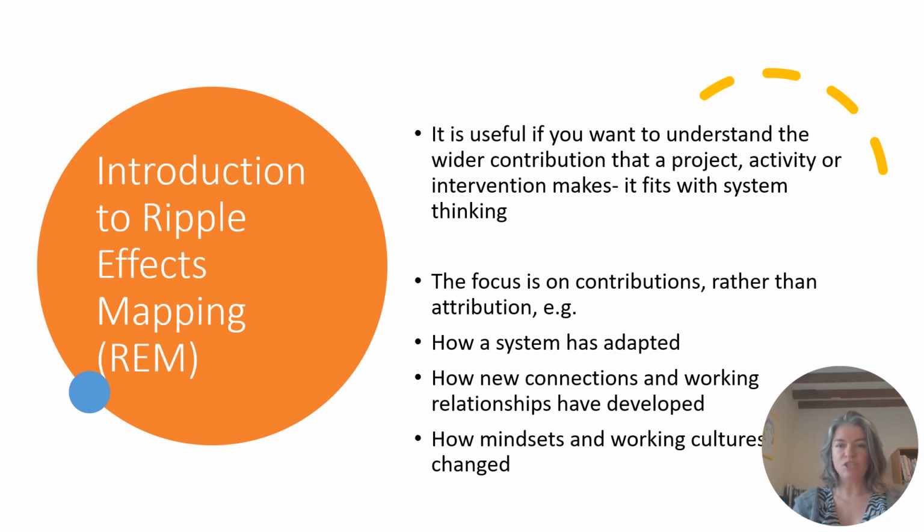Ripple effects mapping is useful if you want to understand the wider contribution that a project, activity or intervention makes, and it fits with systems thinking. It fits with the idea that you think holistically about the activity. It's focusing on contributions rather than attribution, so it's not about thinking in a linear way in terms of X causing Y. It's interested instead in how X did contribute to Y, but also contributed to A, B, C, and other things. It's looking at how a system has adapted over time.